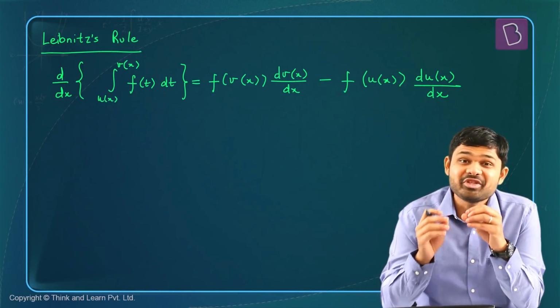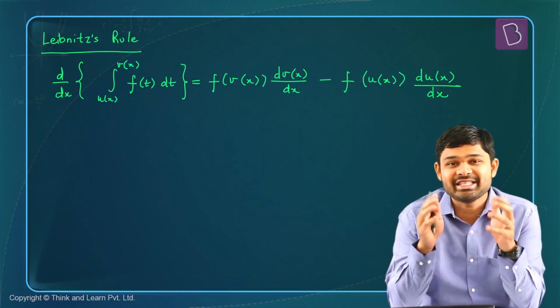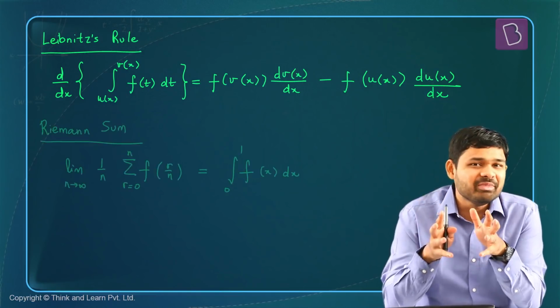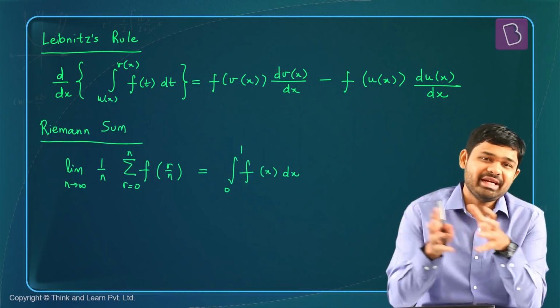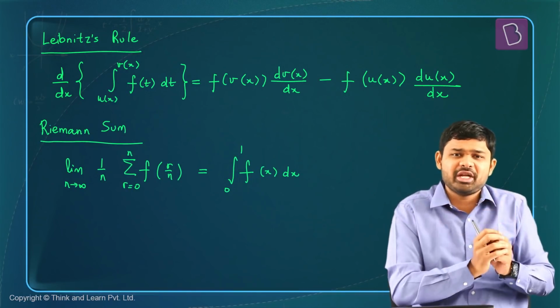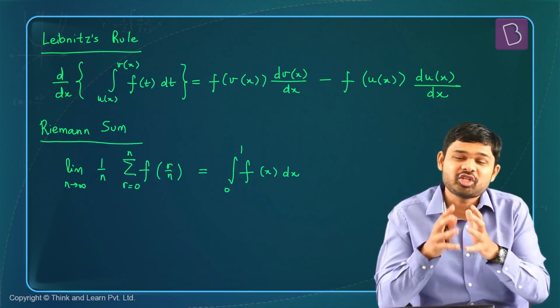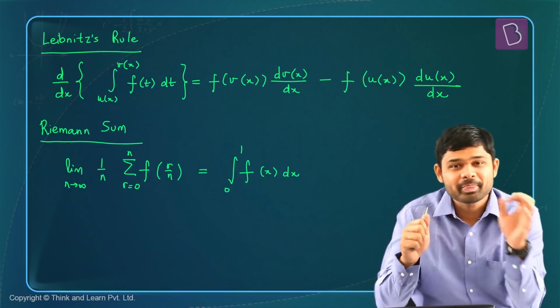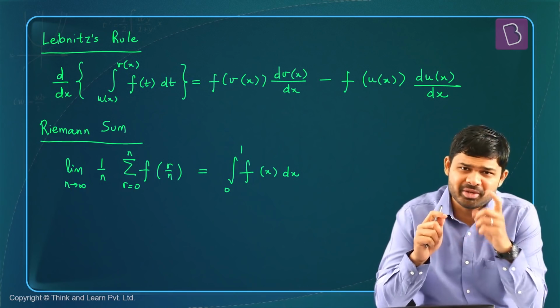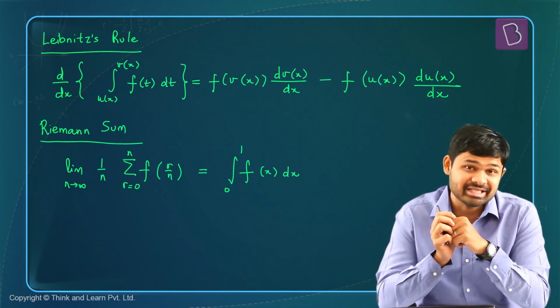Finally, there is a concept which connects limits to definite integrals, and that is the concept of Riemann sum. So how do you convert a limit of n tending to infinity, if it was this particular form, to a definite integral? That's what Riemann sum talks about, and Riemann sum is also a very interesting and important theorem, and this finds a lot of application in the examination.